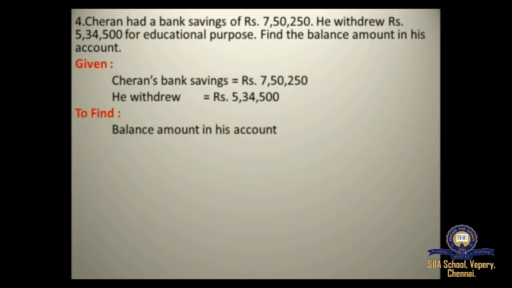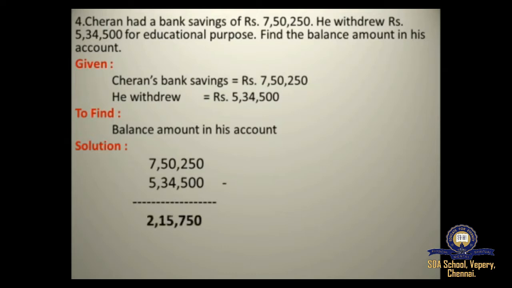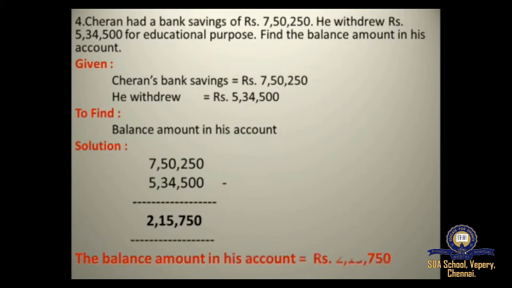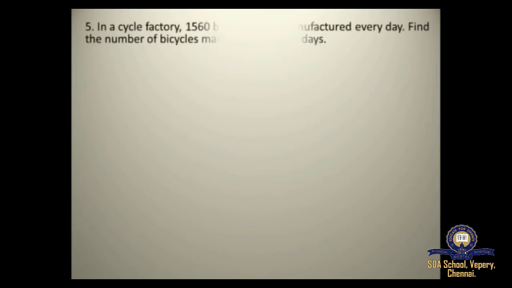So the solution is you're going to subtract the smaller number from the bigger number. Okay. So you're going to subtract the withdrawal amount from the bank savings. That is, you're going to subtract 5,34,500 from 7,50,250. So you will get the answer 2,15,750. So this is the balance amount in his account. So what is the balance amount in Sharon's account? It is 2,15,750. Next we'll move on to the fifth sum.